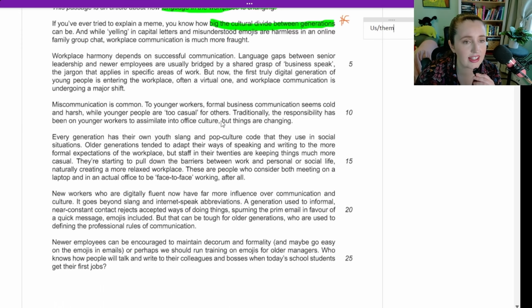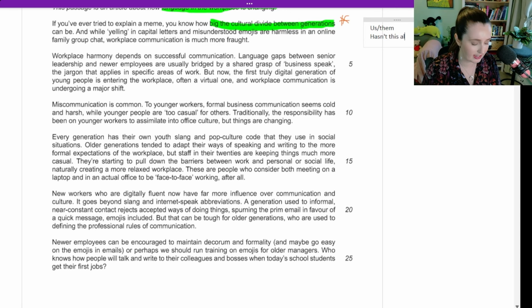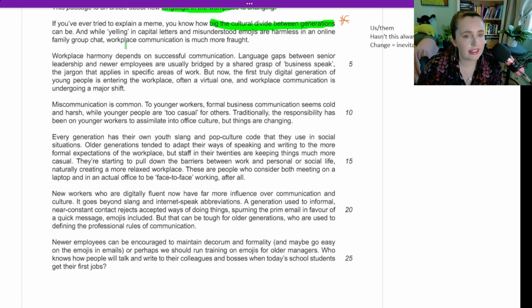Does such a thing exist? And also, might a question, hasn't this always existed? Isn't change inevitable? Workplace harmony depends on successful communication. Language gaps between senior leadership and newer employees are usually bridged by a shared grasp of business speak, the jargon that applies in specific areas of work.